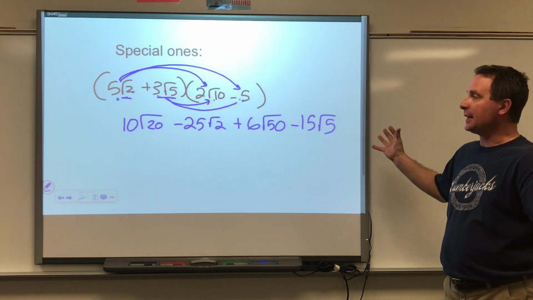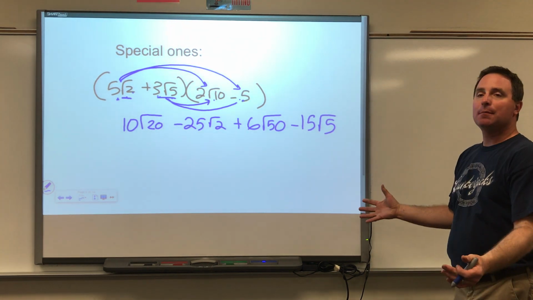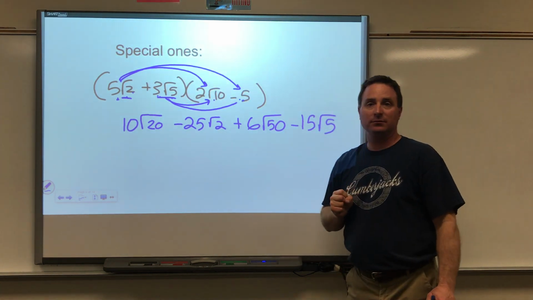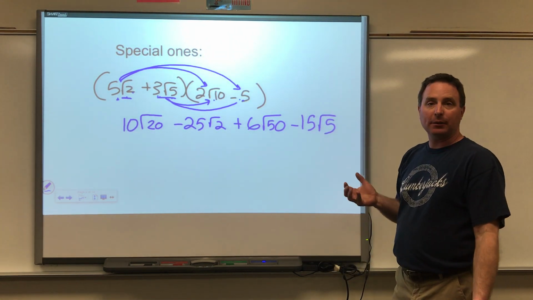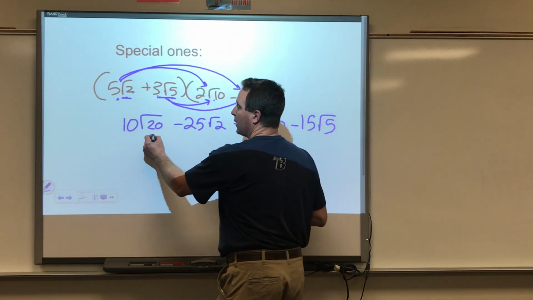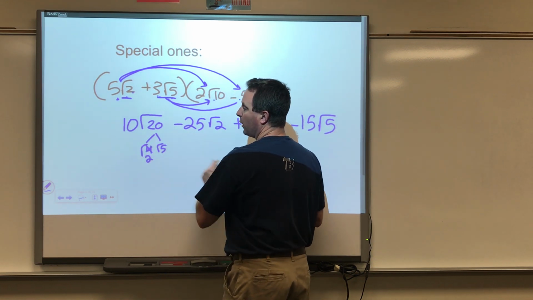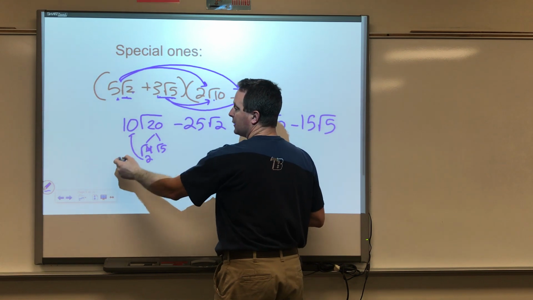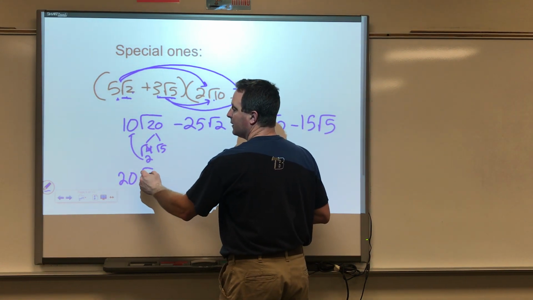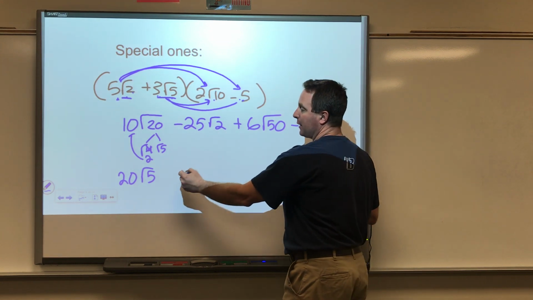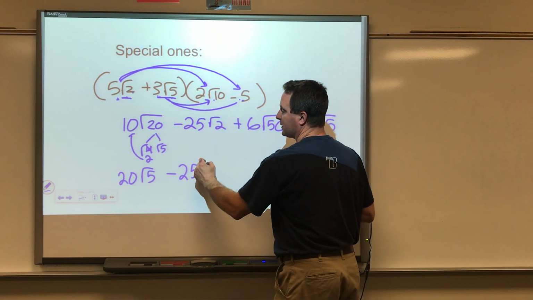Okay, so I just multiplied it all out. Try to combine some like terms. Well, right now, it looks like all the radicals are different. Okay, well, can we simplify it at all? Let's try. The square root of 20, I know I can do 4 and 5. The square root of 4 is 2, and 2 times 10 is 20 square roots of 5. Okay? I can't do anything with the square root of 2. That one stays the same.